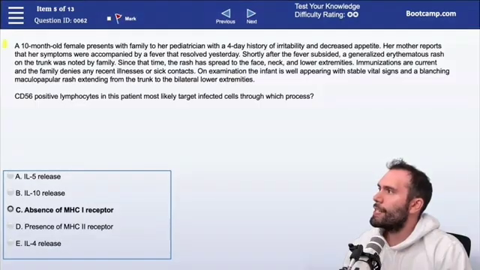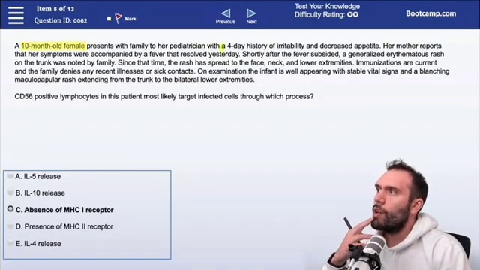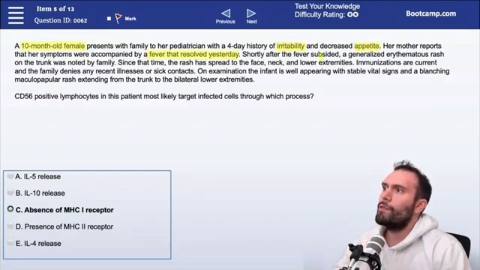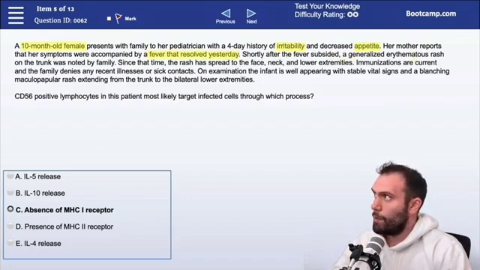All right, so we have a 10-month-old female who's presenting to her pediatrician with a 4-day history of irritability and decreased appetite. Her mother reports that her symptoms were accompanied by a fever that resolved yesterday. Shortly after the fever subsided, a generalized erythematous rash on the trunk was noted by the family.